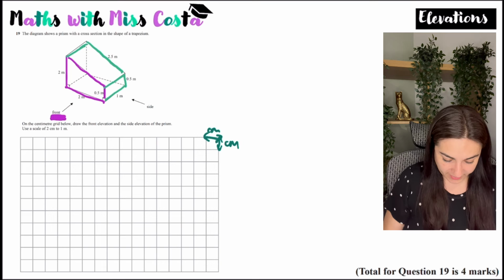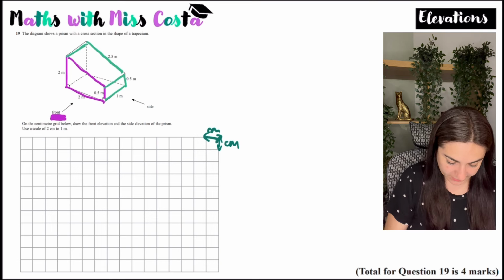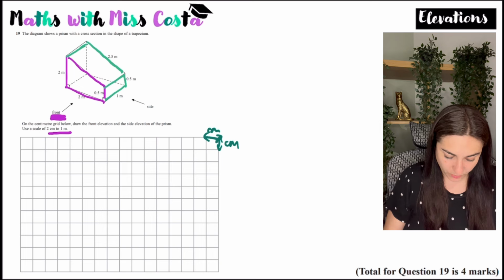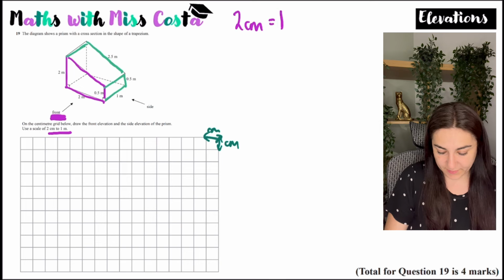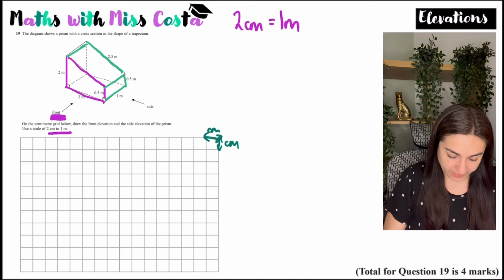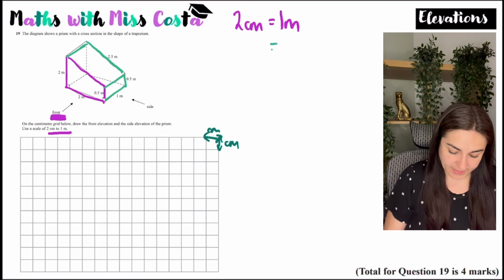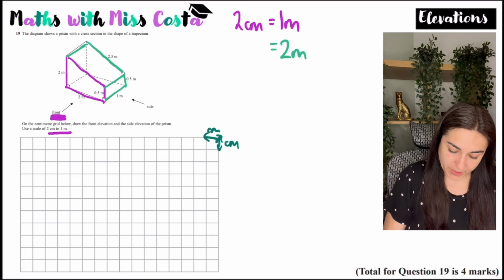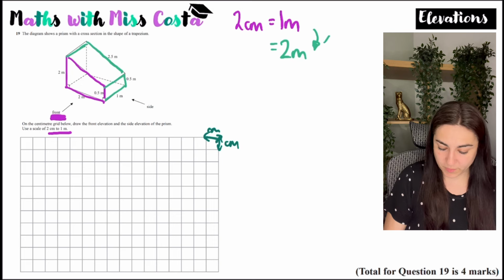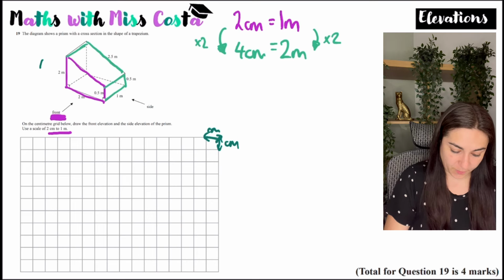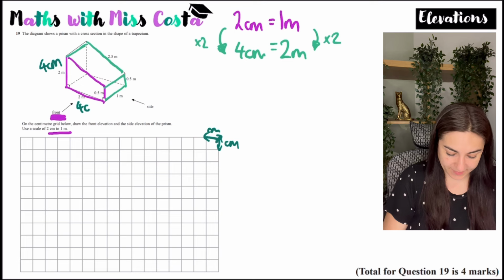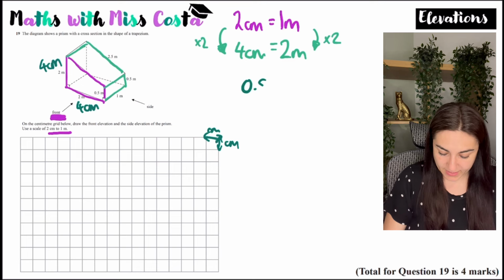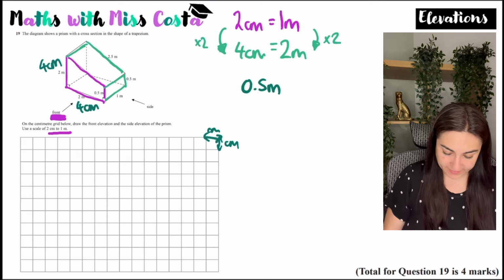So essentially what this would look like. Let's start with the front elevation. I know that I need to use a scale of 2 centimetres to 1 metre. So 2 centimetres equals 1 metre. And I know that the side is 2 metres by 2 metres. So therefore, what have I multiplied 1 by to get to 2? I've times by 2. I have to do that to this side as well. So that means that my side is going to be 4 centimetres here and 4 centimetres here, and 0.5 metres.